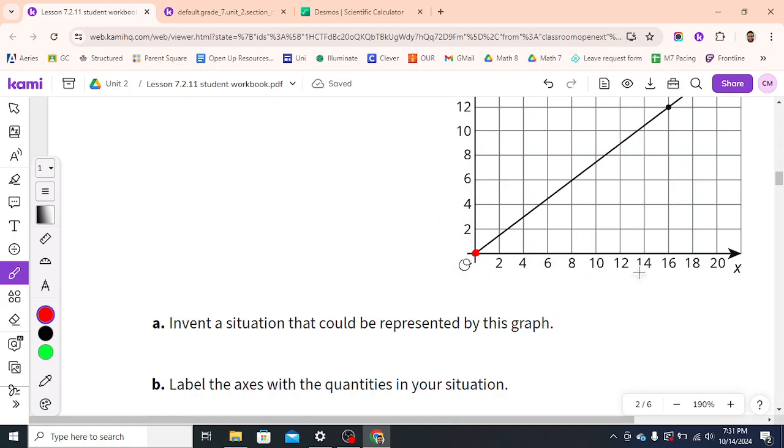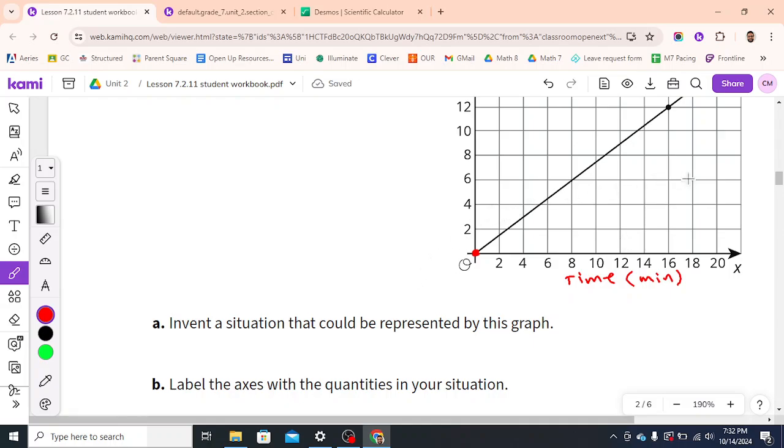Now remember, one thing I did share with you almost every single time, X is dealing with time. So if you'd like to, you can go ahead and say time and write down what type of time you are talking about. We're talking about minutes, hours, things like that. I'm just going to do the nice minutes. So that's part B. Label the axes with the quantities in your situation. So start thinking about, again, your time is X. What could your Y be? Talking about the situation.